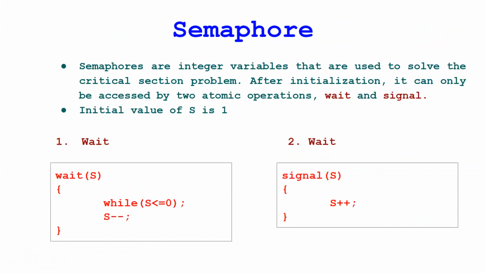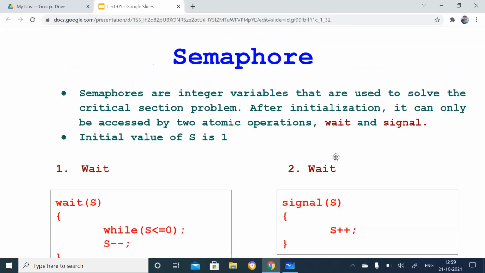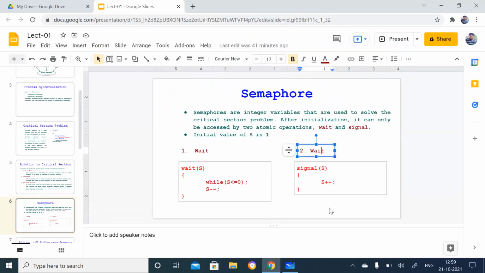Now next, we have seen the semaphore. A semaphore is just an integer variable, and the semaphore is used to solve the critical section problem, right? So semaphores are integer variables that are used to solve the critical section problem. After initialization, it can only be accessed by two atomic operations. These are the two atomic operations. This one is the signal.